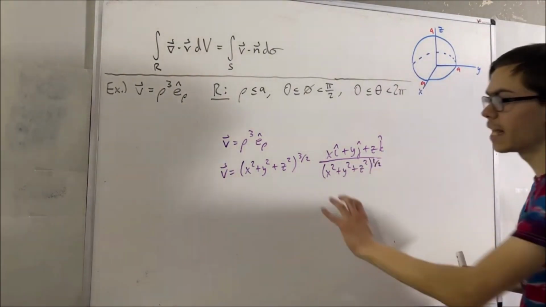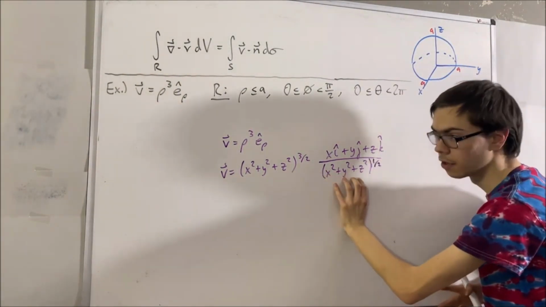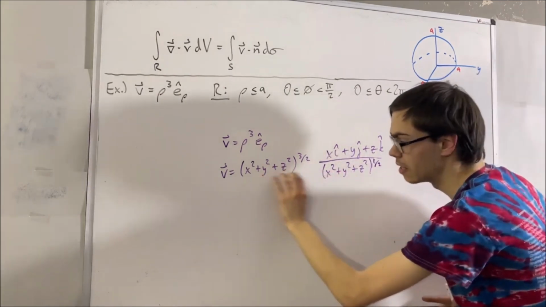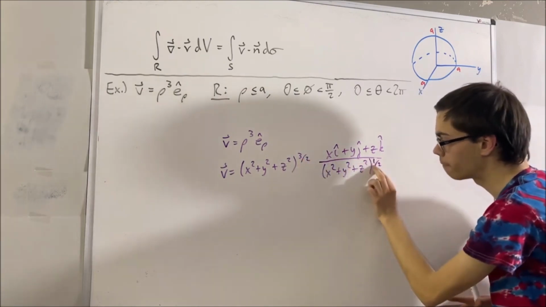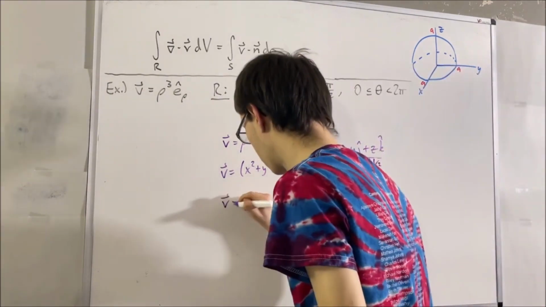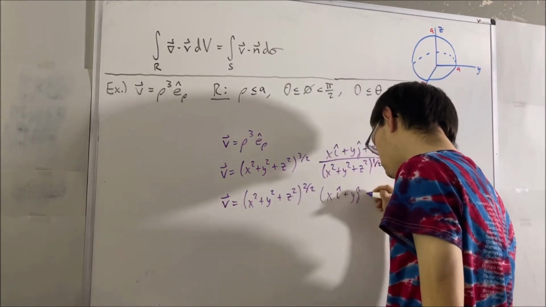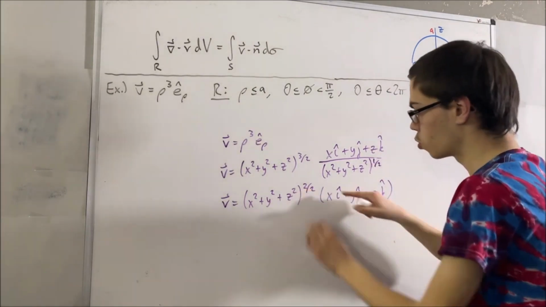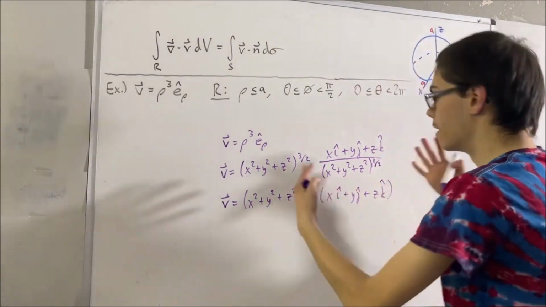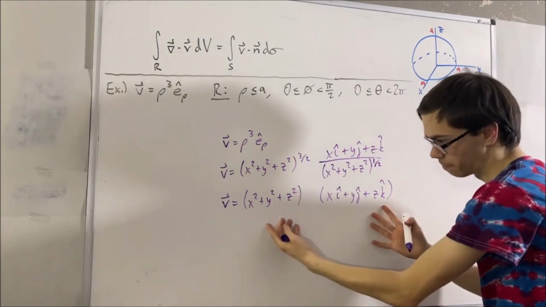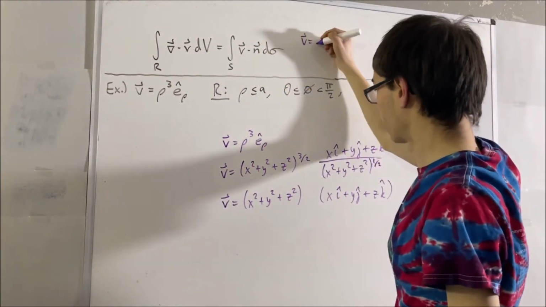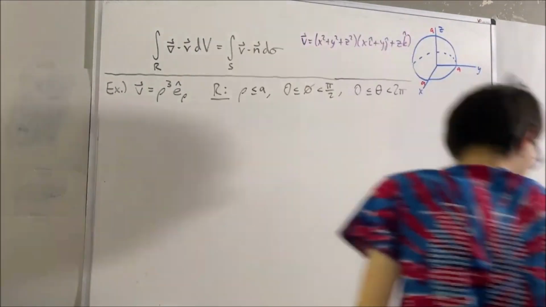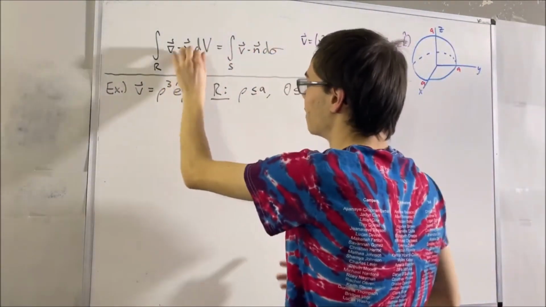Now notice, we can take this thing and divide it by this thing. These two things have the same base, so in reality, you're just subtracting the exponents. 3/2 minus 1/2 gives you 2/2. And we know that 2/2 is just 1, so we can just get rid of this thing. This is the vector field in Cartesian coordinates. I'm just going to rewrite this back up here. All right, now we're going to verify that these two integrals are equal.